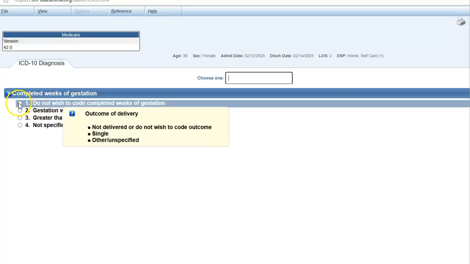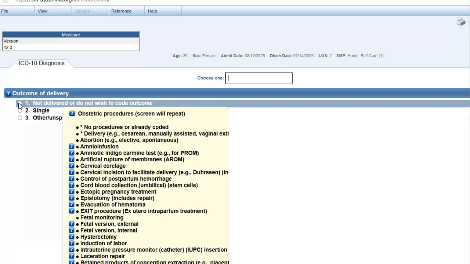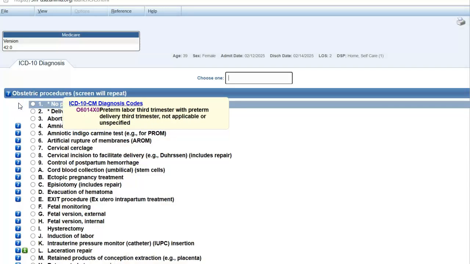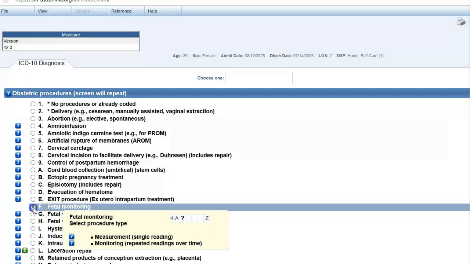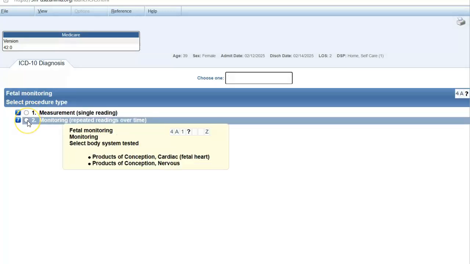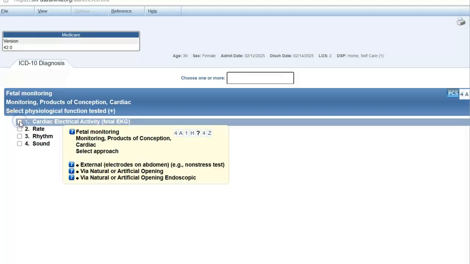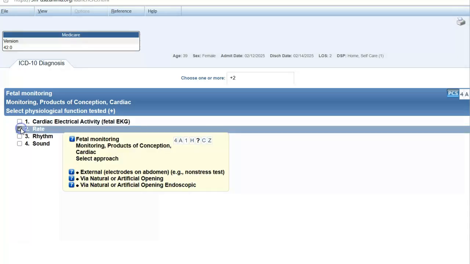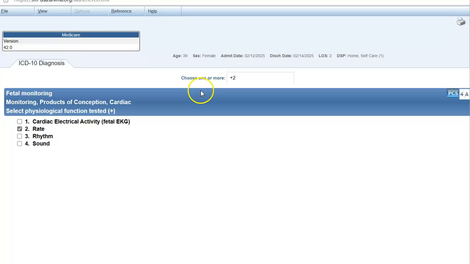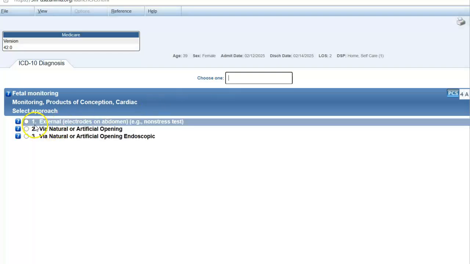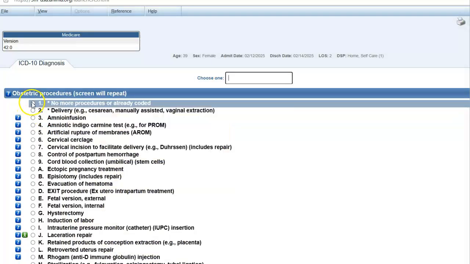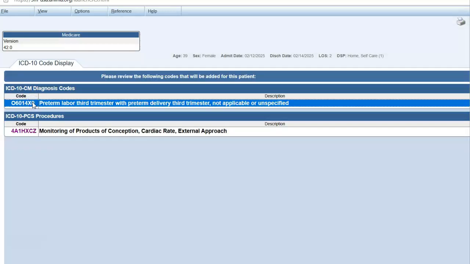3, and we'll just delete 1. But I'm going to hit no, do not wish to code. And we don't have to code the outcome of delivery. Again, we already coded that, so I'm going to hit no. I'm going to do the other fetal monitoring here because we only could do the internal one before. So products of conception, we're going to do the rate, number 2. And this one was just on the abdomen. Okay, no more procedures. And I'm going to hit continue.